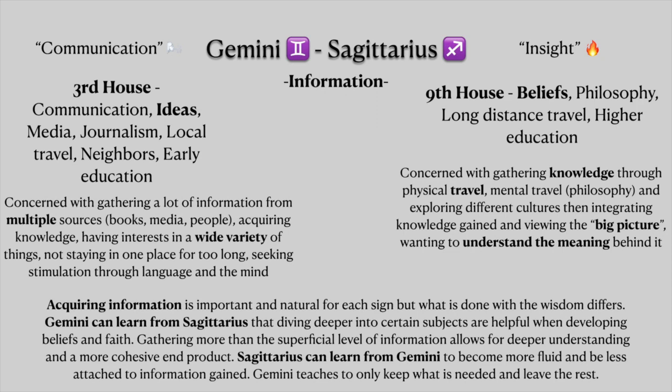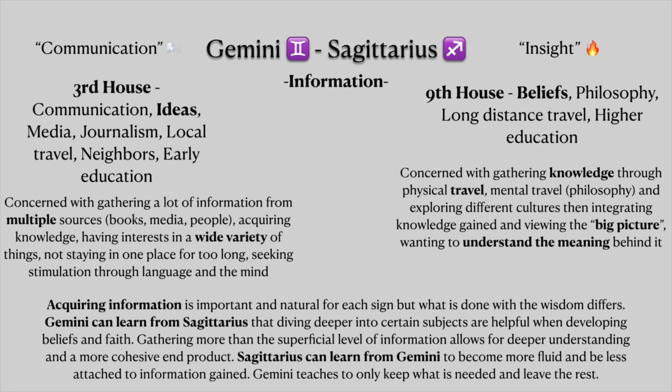Acquiring information is important and natural for each sign, but what is done with the wisdom differs. Gemini can learn from Sagittarius that diving deeper into certain subjects is helpful when developing beliefs and faith. Gathering more information than the superficial level allows for deeper understanding and a more cohesive end product.